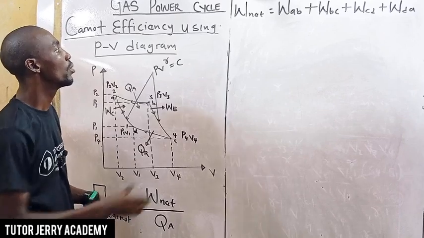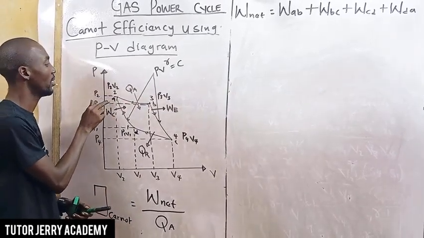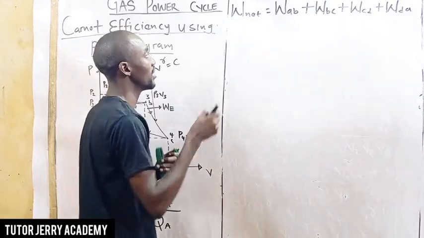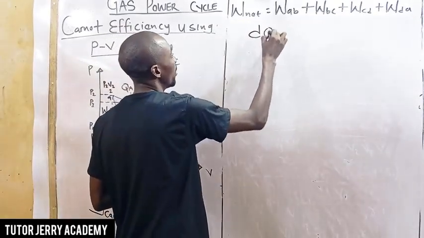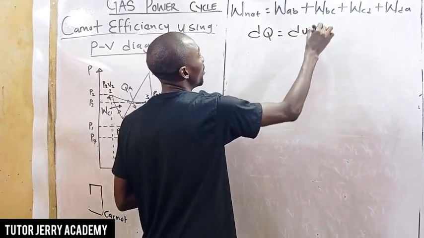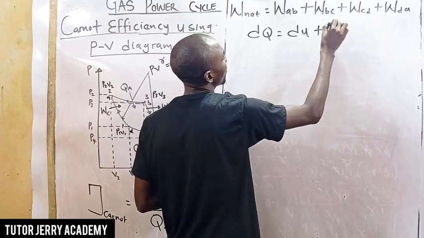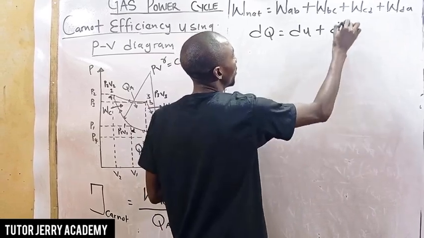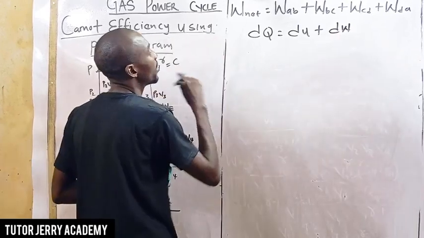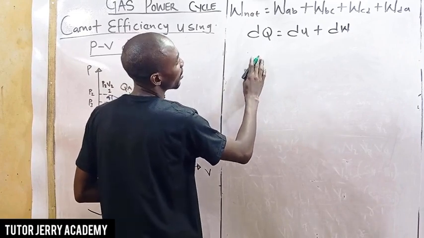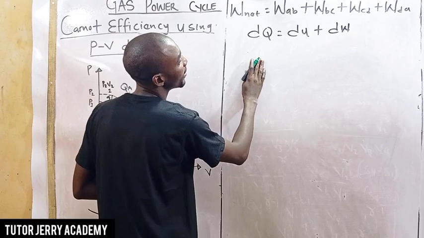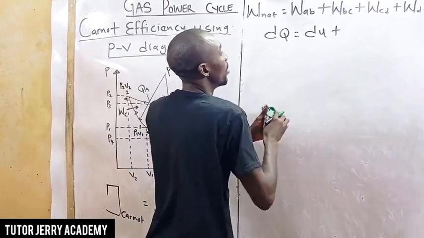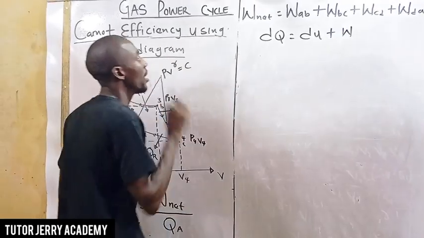So now we are going to start with the work done for AB. Before we do that, you are going to recall from the first law of thermodynamics that Q equals U plus W. Let's use W. So we can rewrite this as Q equals change in U plus change in work. So this is W rather.